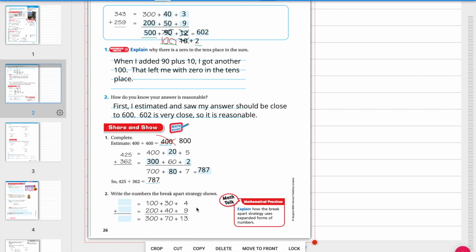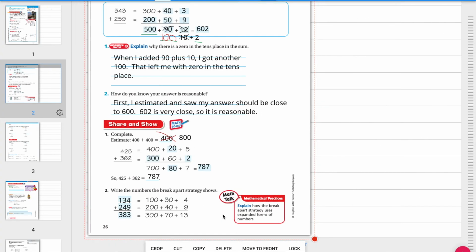Now, number 2, take a look before we pause and you try it on your own. They are not giving you the standard form the way you see it up here. This part is blank, but they are giving you the expanded form. So you may have to think a little bit backwards. So go ahead and pause.